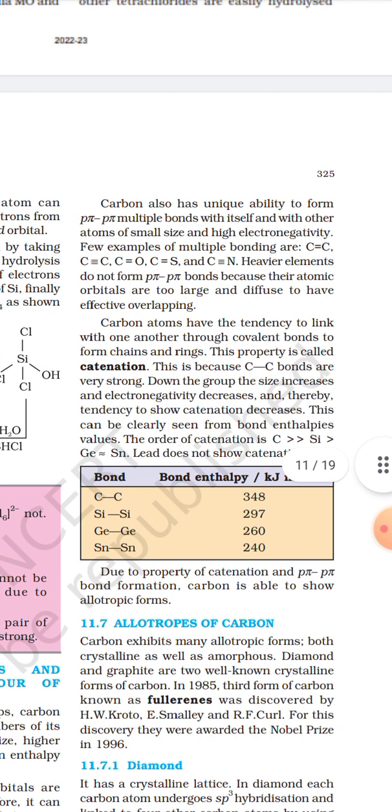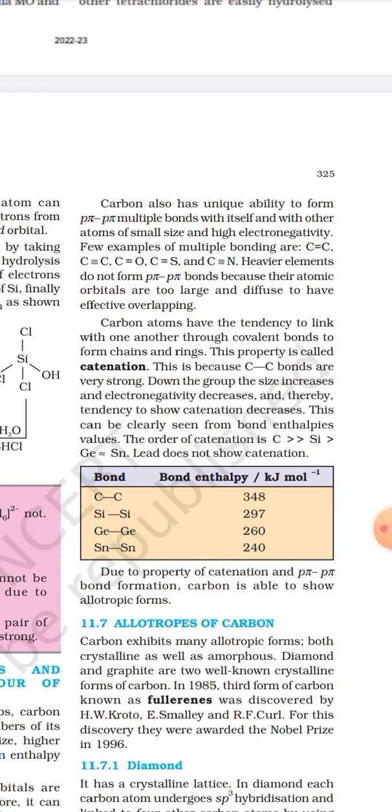Carbon also has a unique ability to form p-pi multiple bonds with itself and with other atoms of small size and high electronegativity. A few examples of multiple bonding are carbon-carbon double bond and triple bond, carbon-oxygen double bond, carbon-sulfur double bond, and carbon-nitrogen triple bond.